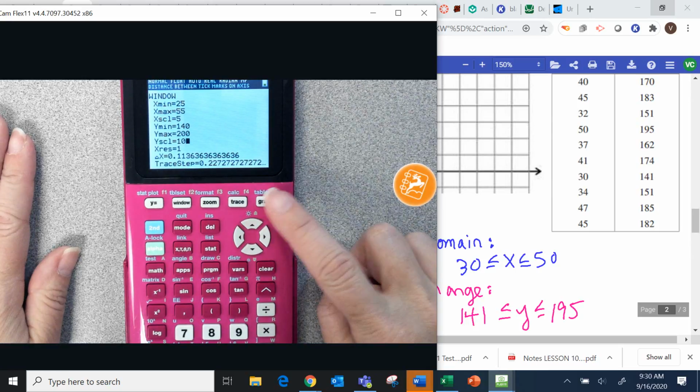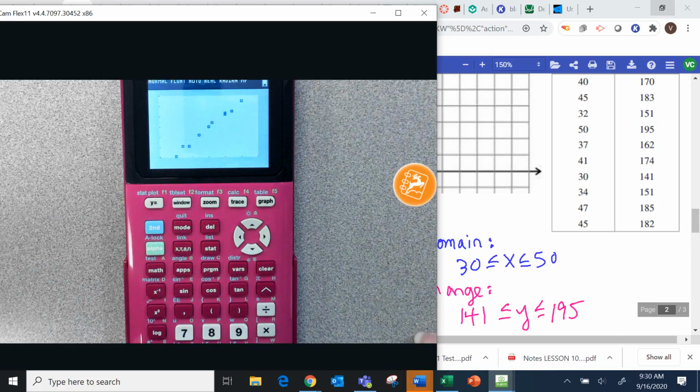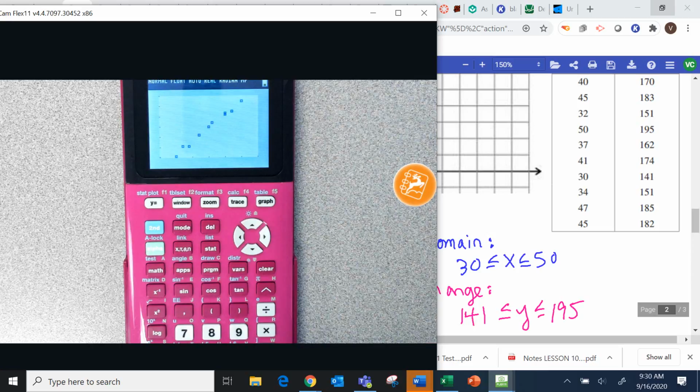Now when I hit graph, I haven't done anything new with the equation. When I hit graph, there are the points. They show up. Just looking at them, does it seem like they correlate to a linear equation? Does it look like we're almost close to one? Yeah. So there's our scatter plot on the calculator.